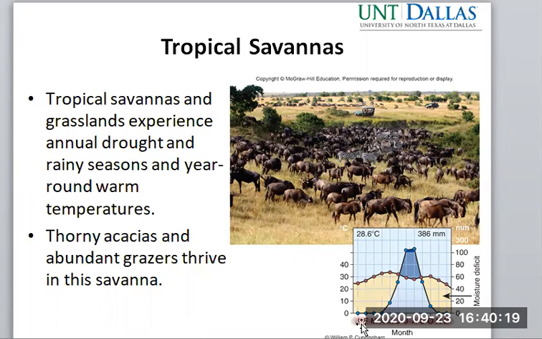So here you can see the x-axis shows the months and this is the temperature. So January, February, March, April, they are the moisture deficit, and these months are not moisture deficit, and this is also moisture deficit, the December.